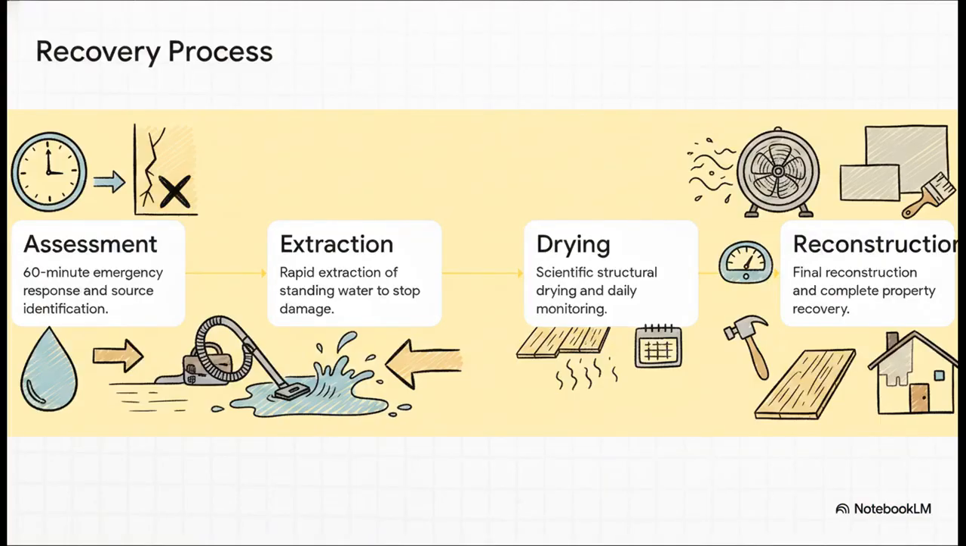Look, property recovery feels completely overwhelming when you're in the middle of it, but certified professionals break it down into 4 highly digestible, logical steps. Step 1 is the 60-minute emergency assessment, finding the source and stopping the water intrusion immediately. Step 2 is rapid extraction, getting that standing water out to prevent secondary damage. Step 3 is the scientific structural drying and daily monitoring we just talked about. And finally, Step 4 is reconstruction, replacing the drywall, installing new floors, and bringing the property back to its pristine, pre-loss condition.